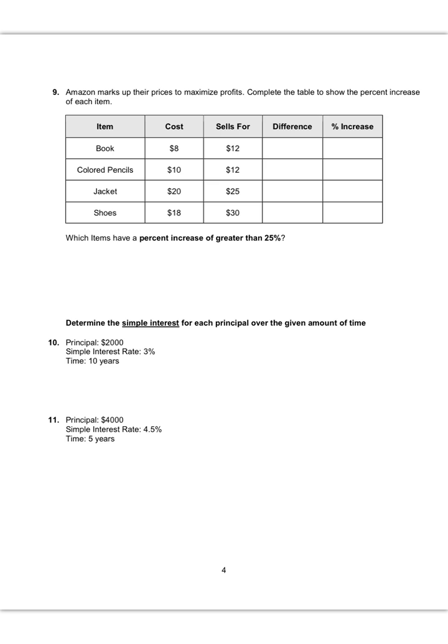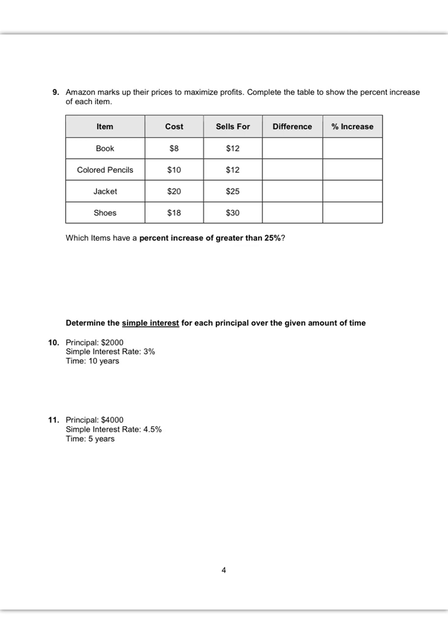All right, let's look at number 9. All right, so number 9, Amazon is selling books, and they are going to mark up their prices to maximize their profit. Complete the table to show the percent increase of each item. All right, so let's take a look.